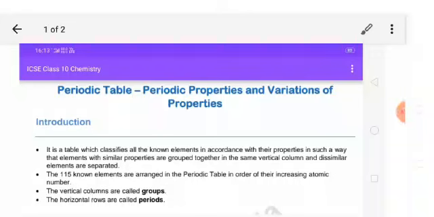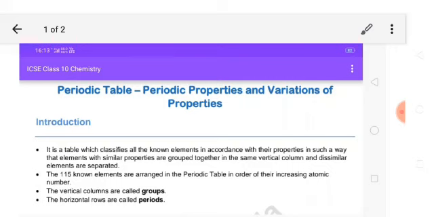So hello friends, in this video lecture we will learn about the first chapter of the chemistry of class 10th ICSE, that is the periodic table. We will learn about the periodic table, periodic properties and variation of the properties. Let us start it. Periodic table.